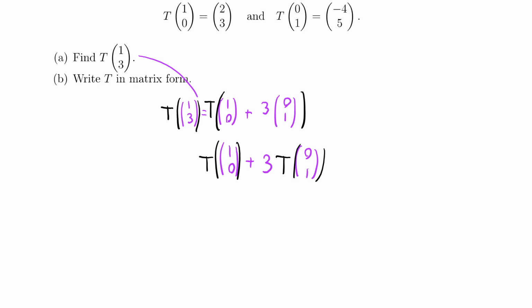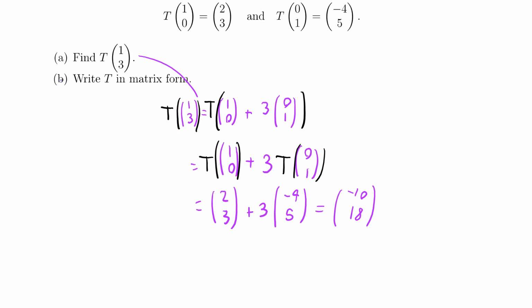Now then, what is T of (1, 0)? Well, we see from up here, T of (1, 0) is just (2, 3). And then 3 times T of (0, 1). T of (0, 1) is just (-4, 5). So then for this guy, I'm going to have, let's see, -12 plus 2, so that's -10. I have 15 plus 3, so that's 18. So that's my T of (1, 3).